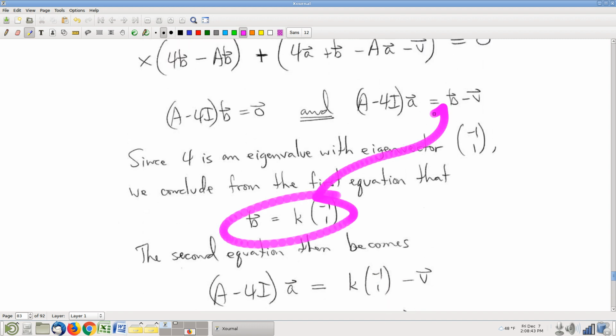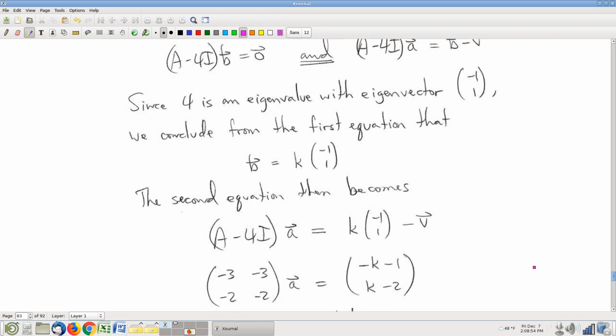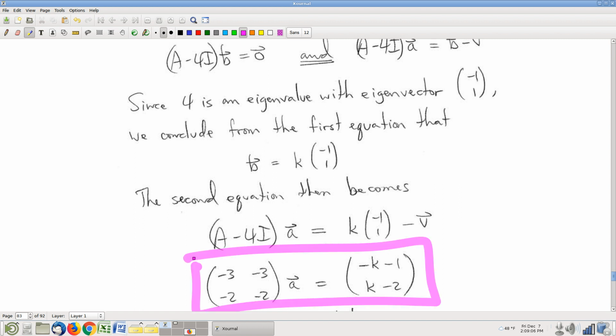Taking this from the left equation, plugging it in on the right, the equation becomes this, which I rewrite like this. A minus 4i is that matrix. Don't forget what V was. V was 1, 2. And so I'm down to now this matrix equation. And can I solve for A? Okay, so here's where you see the problem. Can I solve for A?